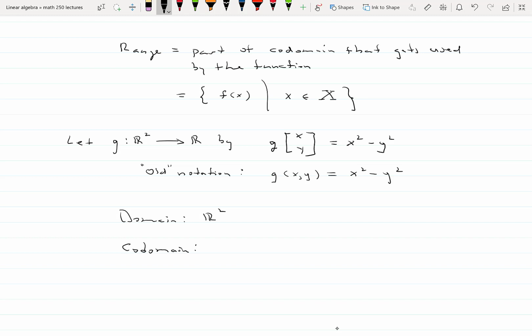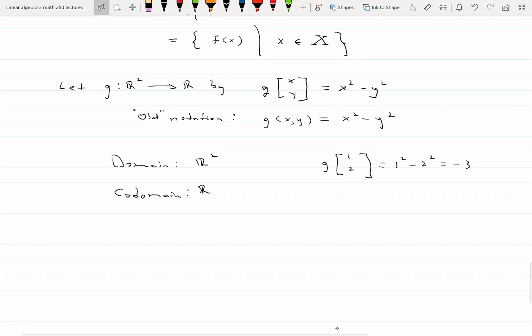For example, G takes the point (1, 2) and turns it into 1 squared minus 2 squared, or 1 minus 4, negative 3. So G takes a point in R2 and turns it into a scalar. So the codomain is the set of all scalars, all real numbers. The range is the specific part of the codomain that these elements are taken into, which may be the whole codomain or may be a restricted part of the codomain.